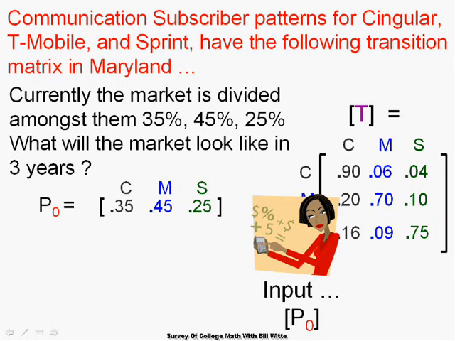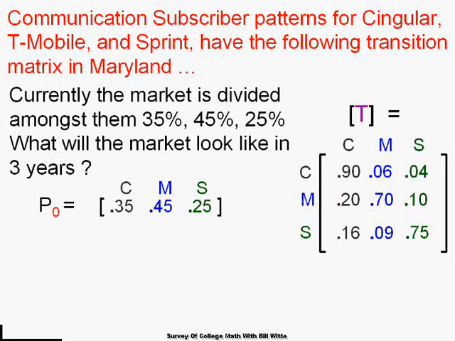Now, you should be able to tell me what the market will look like divided amongst these three companies in 3 years. We would call it P3. This is not that hard.